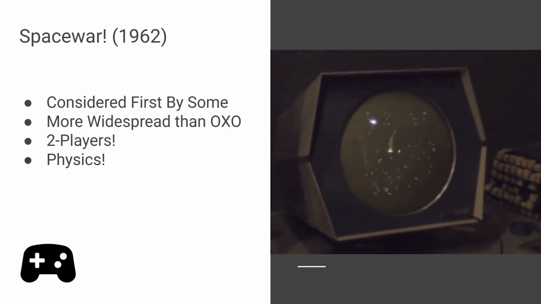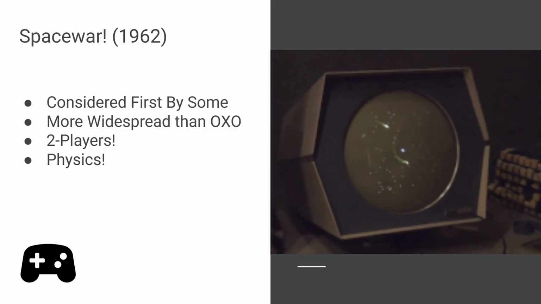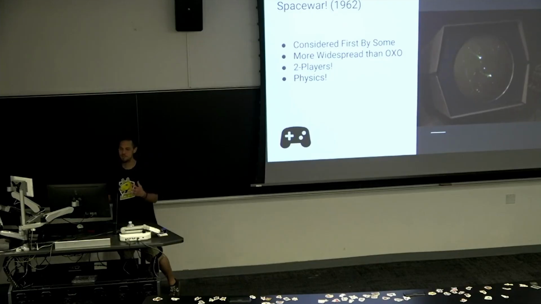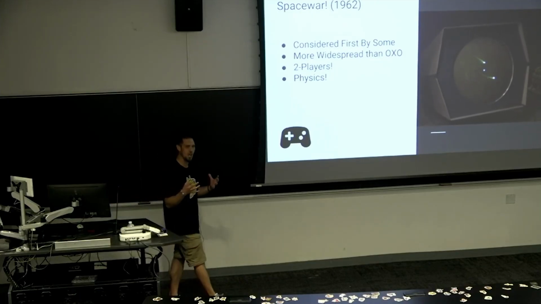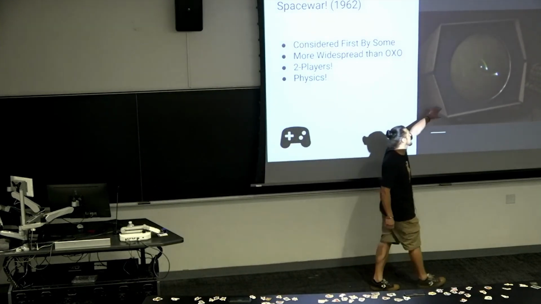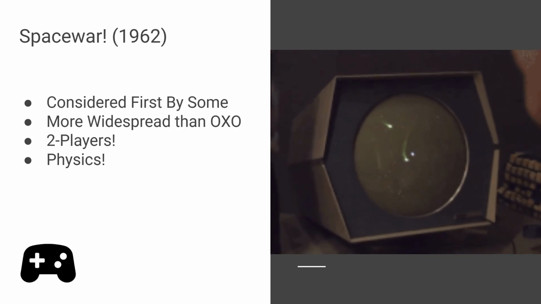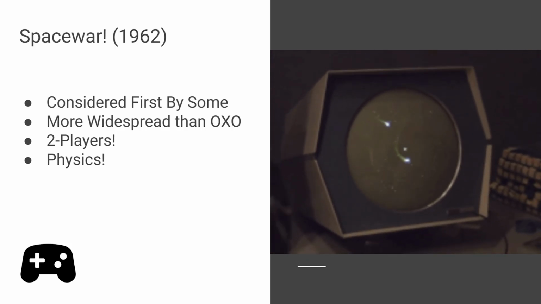And then Space War. Again, sometimes considered the first by some. And I view this as a little bit of an Asteroids clone, if you've played Asteroids. The idea is you're kind of being sucked into a black hole here, and it is a working gravity simulator, which is the cool thing about Space War.